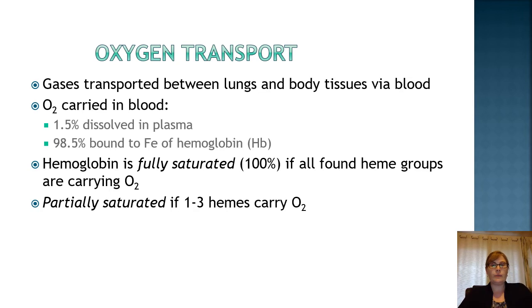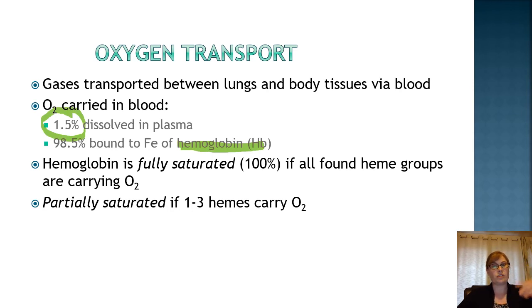The hemoglobin is considered partially saturated if not all of the heme groups are carrying oxygen. So when we talk about saturation, that's what we're talking about. The next slide will help with that a little bit. Oxygen is carried in blood, most of it bound to iron. Fe is iron of hemoglobin. A little tiny bit is dissolved in plasma.